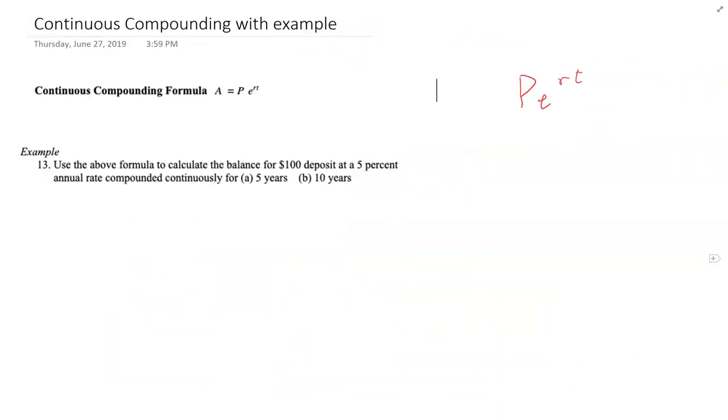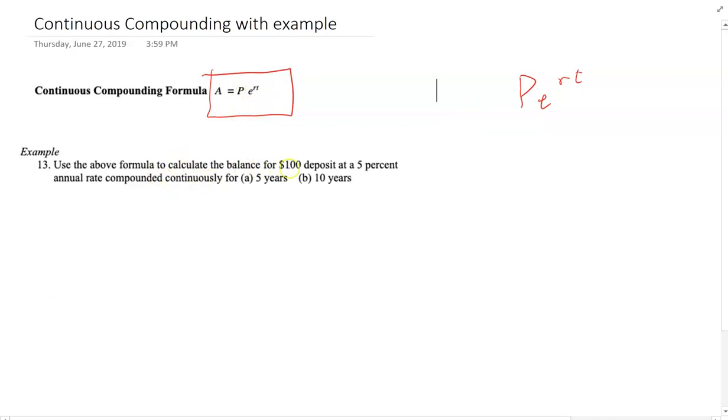Now let us talk about the continuous compounding formula. The continuously compounding formula is A equals P E raised to the power RT, or some people just call it PERT. So they say A equals PERT. It's P times E raised to the power RT.